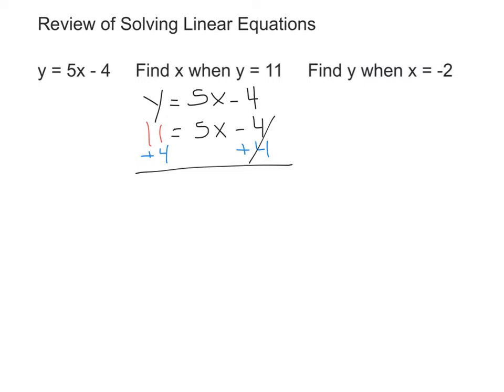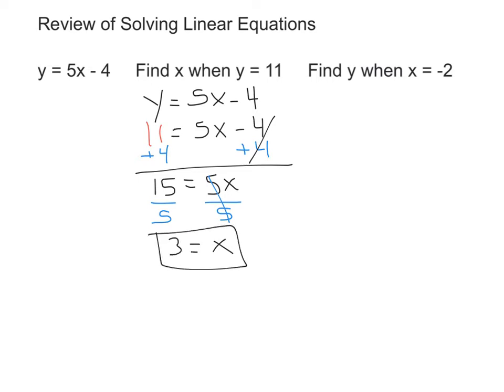11 plus 4 is 15 equals 5x. To get x alone now, we need to get rid of the 5 that's being multiplied by x. Since they're being multiplied, we need to divide, because 5 divided by 5 is 1, so we'll have 1x. We have to divide both sides, of course, and so x equals 3.